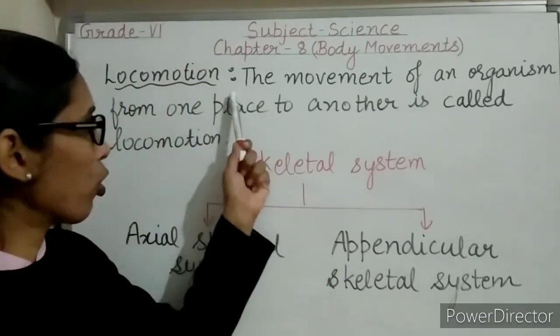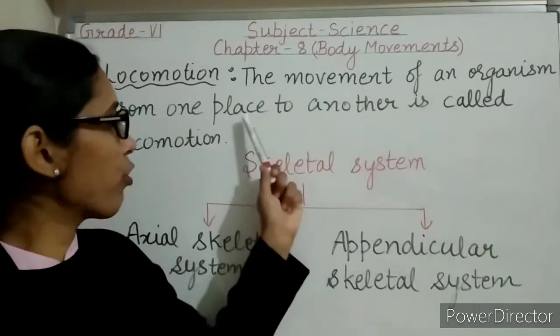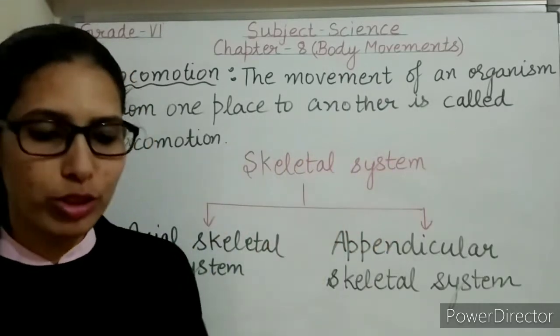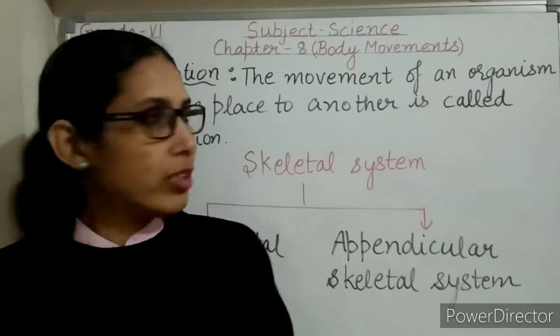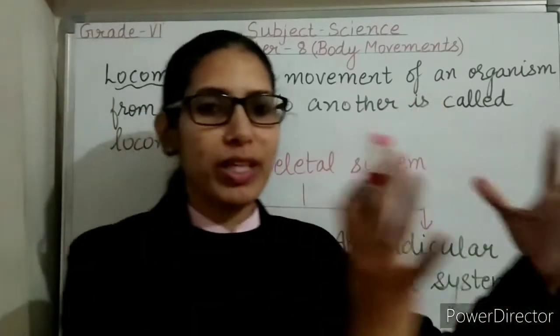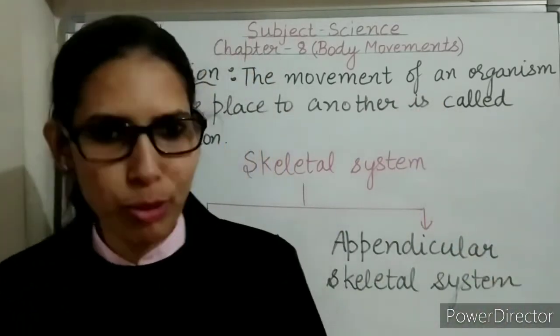So the first is locomotion. The movement of an organism from one place to another is called locomotion. So when there is movement of an organism from one place to another, such movement is known as locomotion.